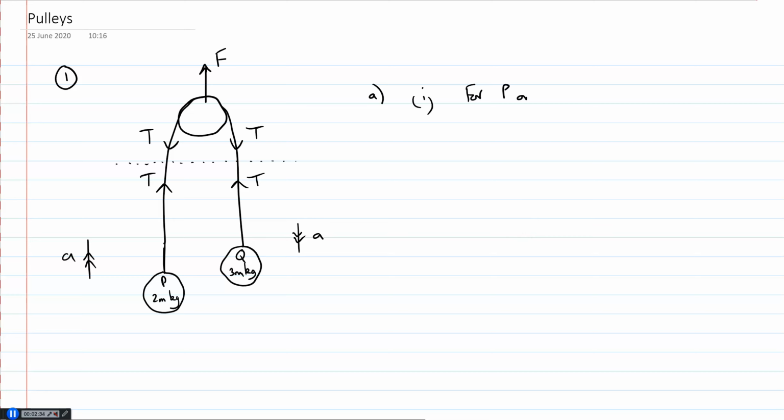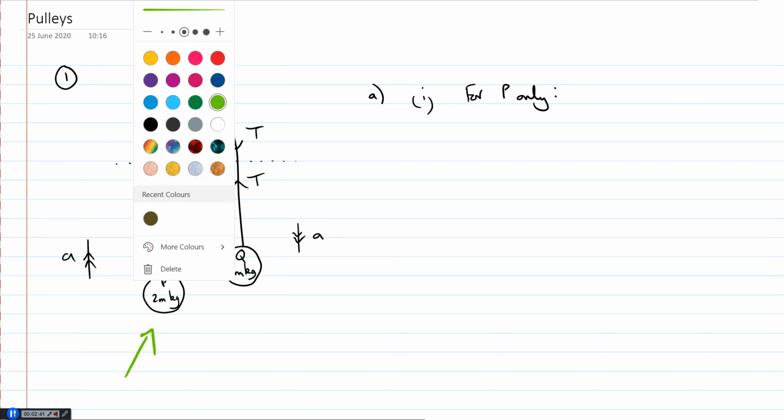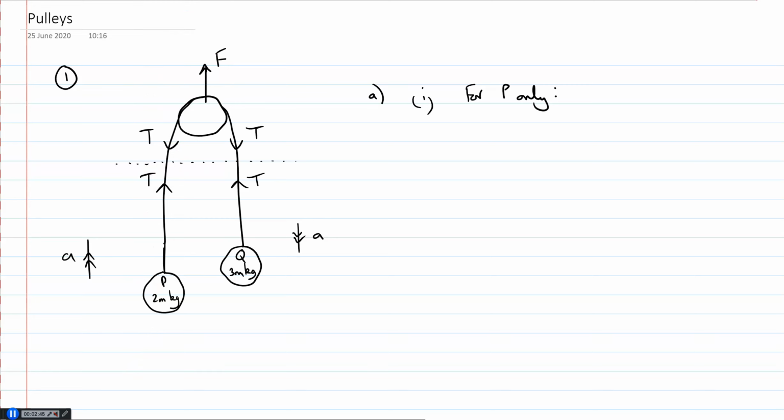So if we're looking at P only, then P is this one, and P is going to go upwards because Q is heavier, and that's how the system's going to work. You can imagine this happening. Let it go, Q is going to start dropping because it's heavier, and P is going to start moving upwards. So for P, our resultant force will be upwards. We've got the tension in the string going upwards, represented by the T here. And we've also got the weight due to gravity, which will be 2mg acting downwards. Force is mass times acceleration, and the acceleration due to gravity g is 9.8 downwards, isn't it?